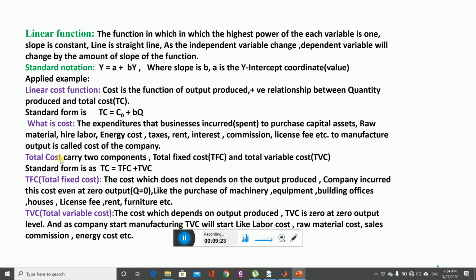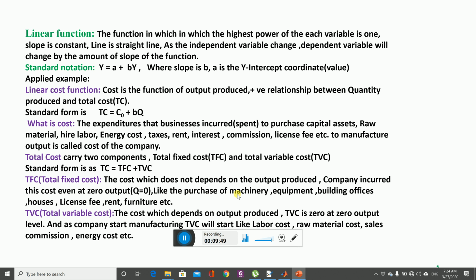Now I am dividing the total cost into two components, total fixed cost and total variable cost. The standard form of the cost function is total cost is equal to total fixed cost plus total variable cost. How can we elaborate total fixed cost? It is the cost which does not depend on the output produced. The company incurs this cost even at zero output level, quantity is equal to 0.